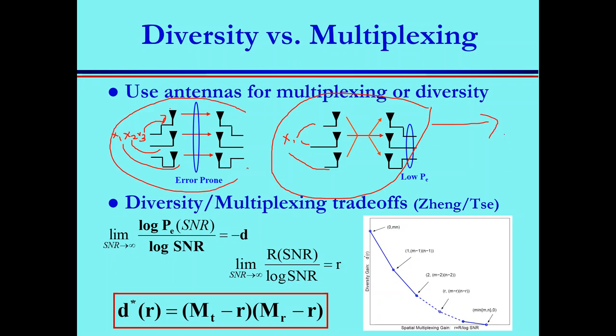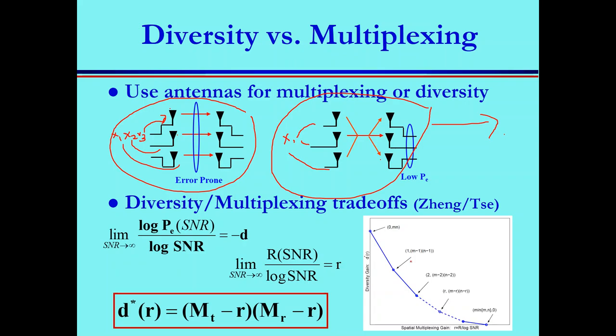So the diversity case is used to enhance your bit error rate. And multiplexing is used to improve your capacity, data rate, throughput, spectral efficiency. Which one has less error? The diversity. Which one has more throughput? Multiplexing gain. These are the two most common cases. Now again, here there is also a trade-off.